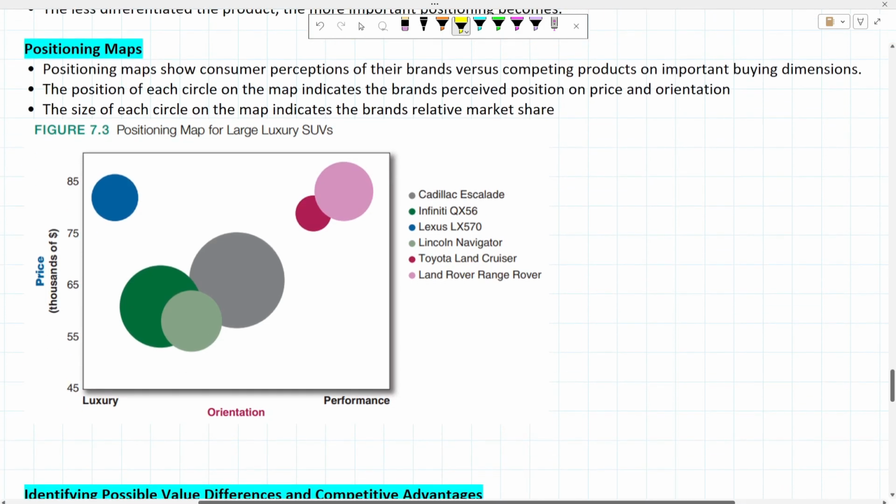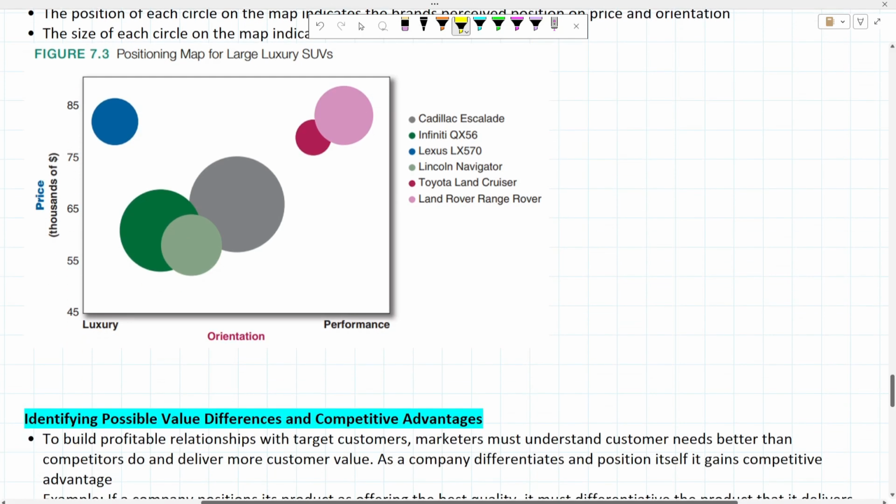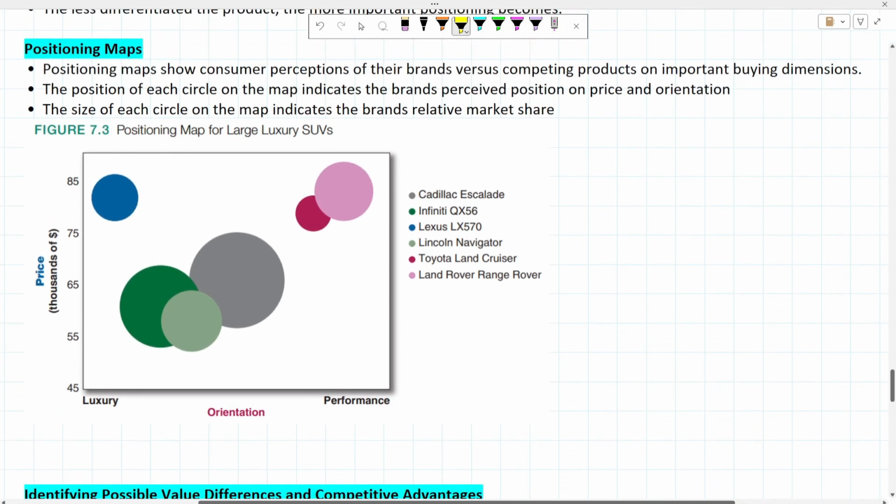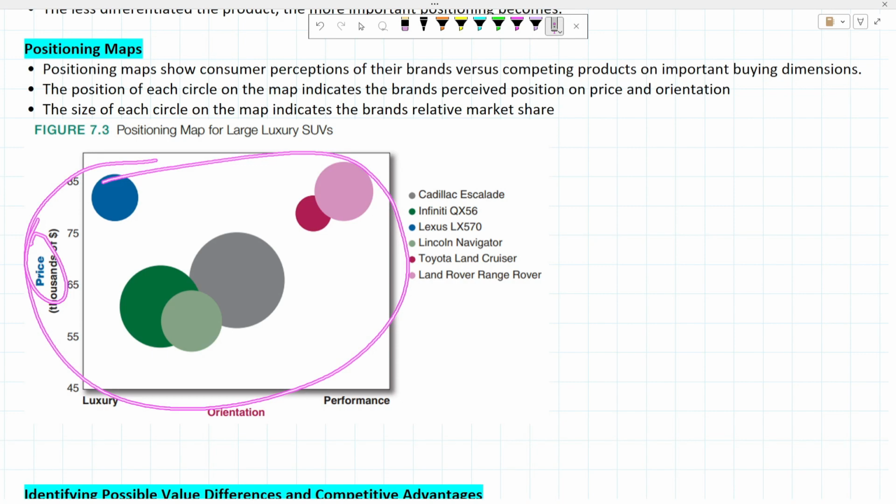So here we have an example of a positioning map for large luxury SUVs. You can see Cadillac has the biggest market share because of its circle size. And you could see performance, Toyota and Land Rover have been really known for their performance. So this is pretty much what a positioning map looks like, where you have price on the left and you have orientation on the bottom.